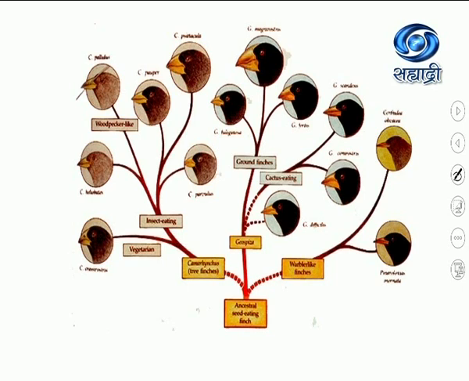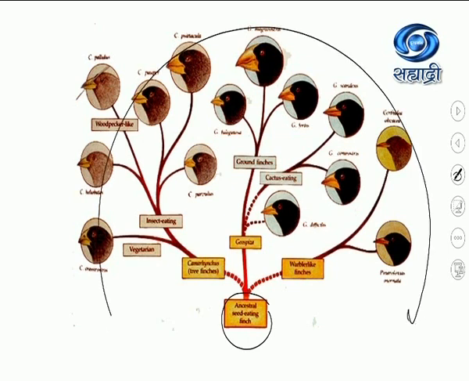Some got meat to eat, so their beak size differed. Some were feeding on fish, so their beak size differed. So slowly, from one ancestral seed-eating finch, different types of finches developed. Their beak changed, their color changed, their size changed, and they adapted to different environments, and so many different types of finches were seen by Darwin in the Galapagos Islands, which differed from the main type of finch.